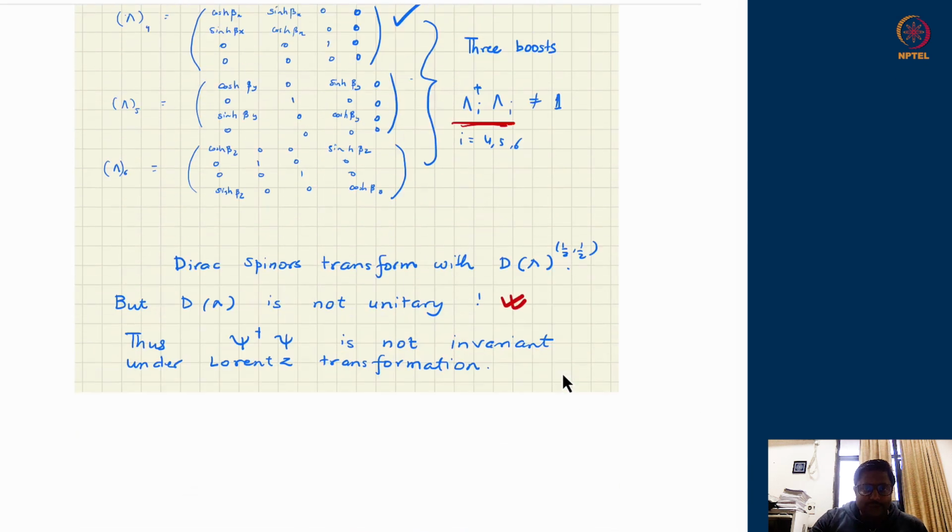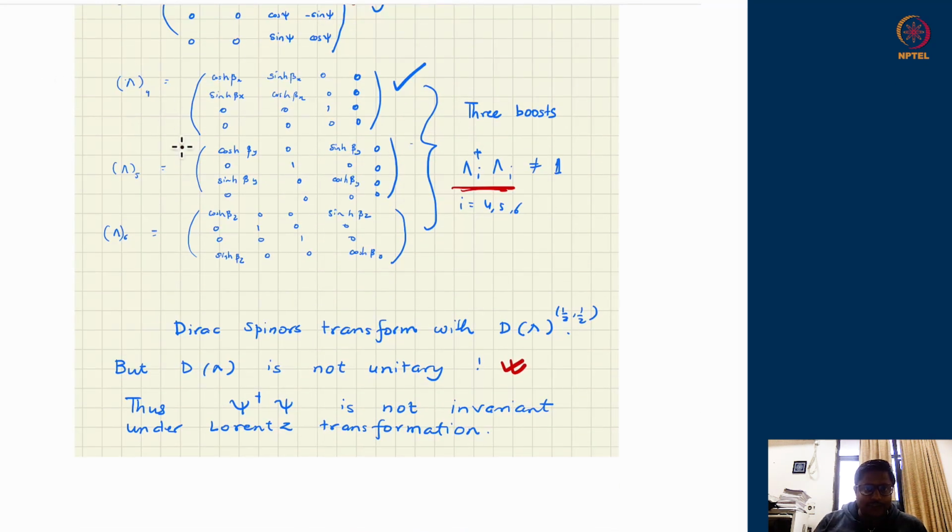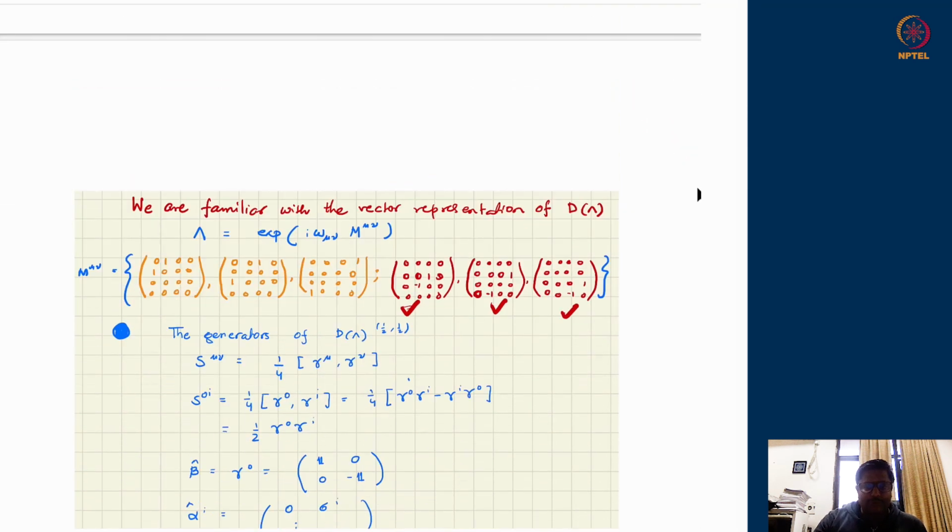Similarly, for boosts, there are three boosts along the x-axis, y-axis and z-axis. Do the following operation: take d lambda upon d beta, the parameter of the boost, obtain the new matrix and put the parameter to 0. That will give rise to the three boost generators, which are these three matrices. So this overall gives you six generators of Lorentz transformation, three boosts and three rotations, which collectively are written as M mu nu.